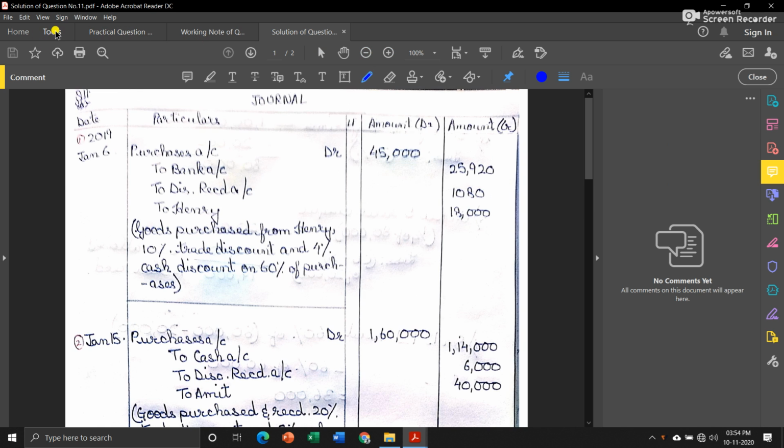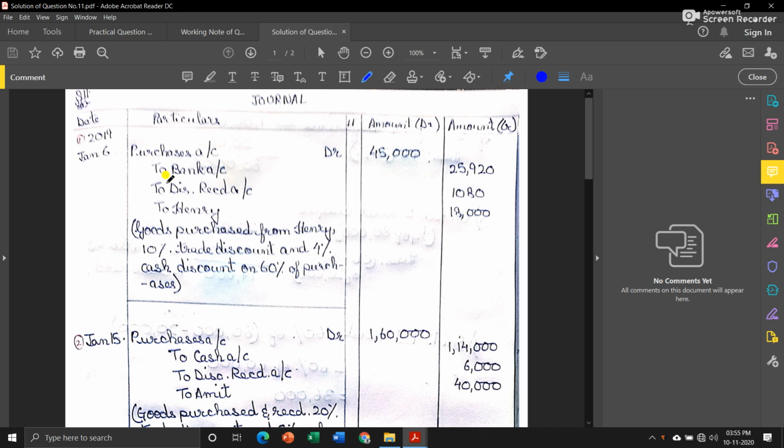Now, as we know, it is a transaction of purchases, so the purchases account will be debited. Don't write the amount at first; first write which account will be debited and which account will be credited. Now, when we look at the question, they said that we paid 60% of the amount through check.